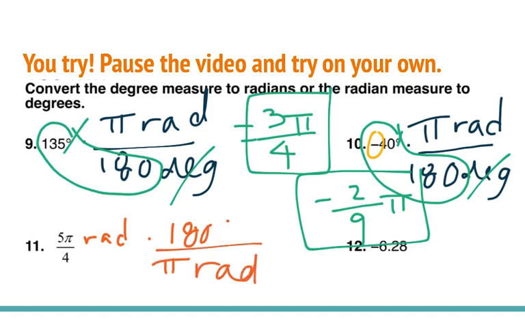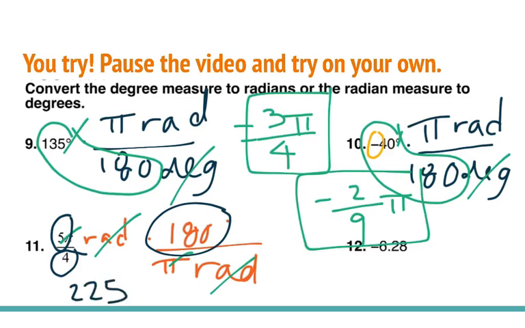And I'm doing that because radian and radian will cancel. Also, pi and pi cancel. So all I have left to do is 5 times 180 divided by 4. So typing that in, 5 times 180, hit enter, divide by 4, you get 225 degrees. So 225 degrees is the exact same thing as 5 over 4 pi.